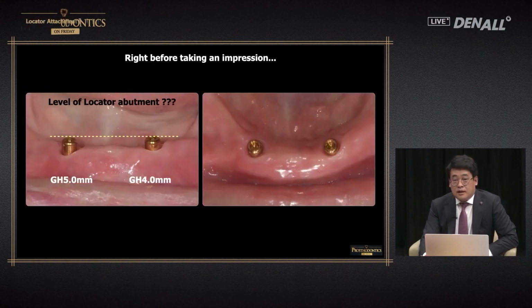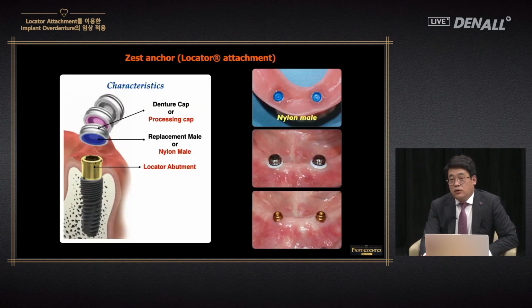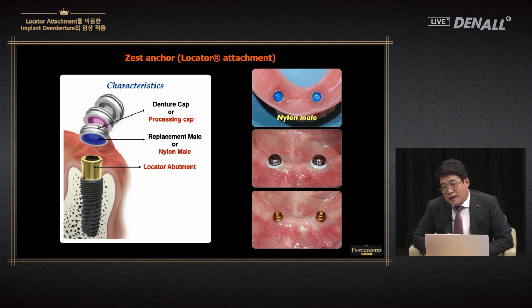What is the appropriate GH for locator attachment? The locator attachment is connected to the implant. The nylon nail provides the retentive force, and this is within the processing cap over there. And it is connected via the snap-on method. The denture base is in contact with the processing cap.